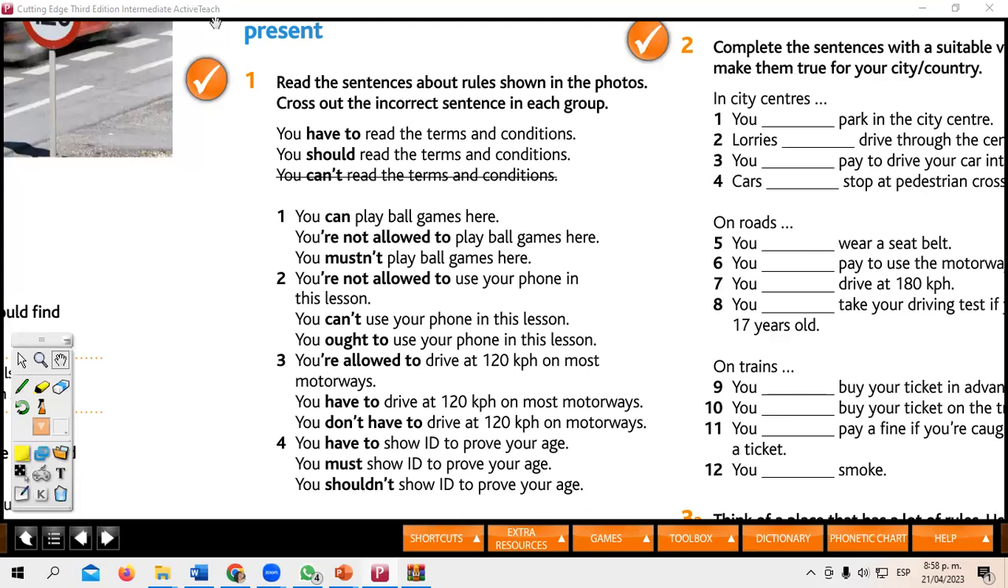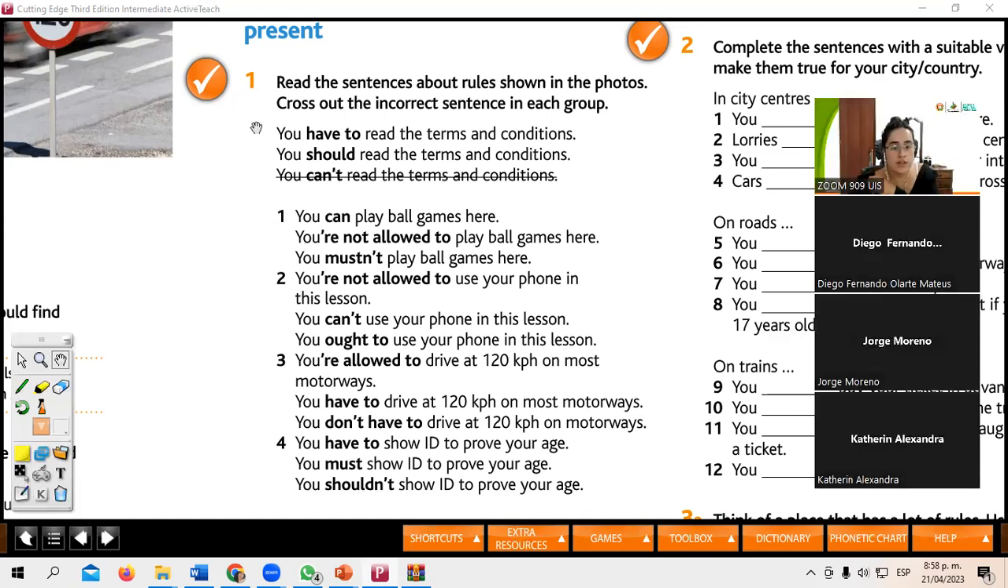Miss, I have a question. Yes, tell me. You ought to. What is the meaning of ought to? Ought to is similar to should, okay? In meaning it is similar to should. Deber. Yes. Thanks. Okay.